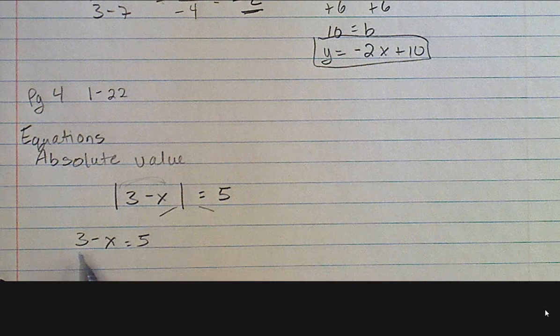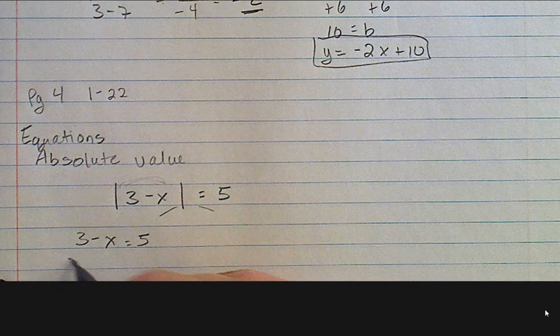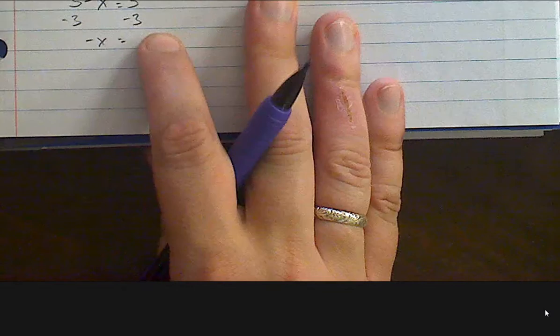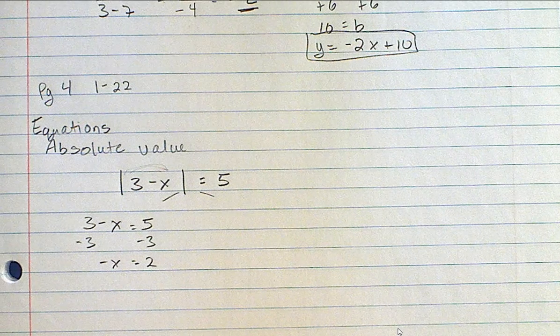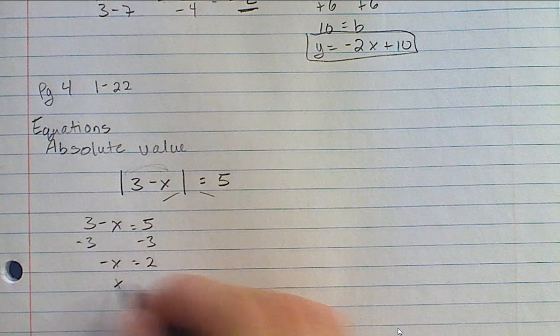So if I do that here, 3 minus x equals 5, who haven't I called on yet today? Christian, what would be the first step? Subtract what? Great. So subtract 3, and I get negative x is equal to 2. Now, Savannah, what does that mean plain x is equal to? -2. Great. So x equals -2.